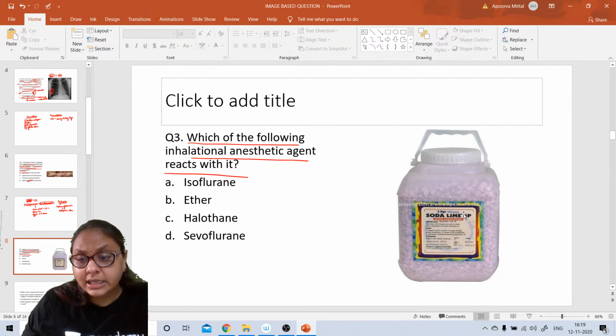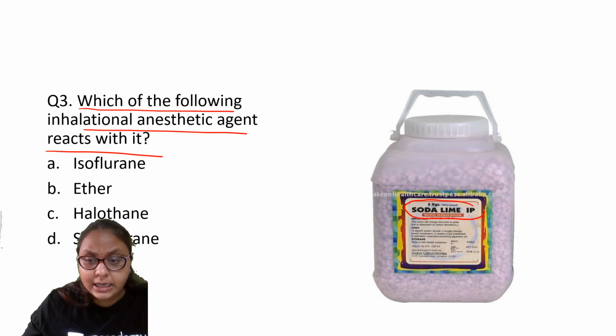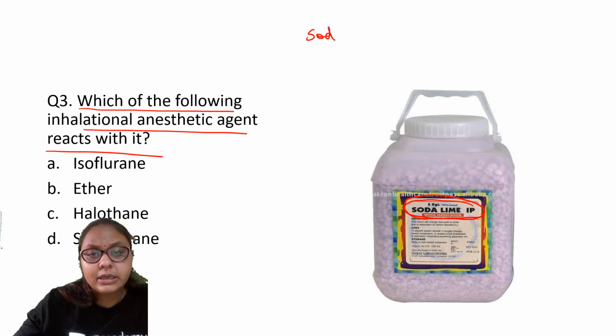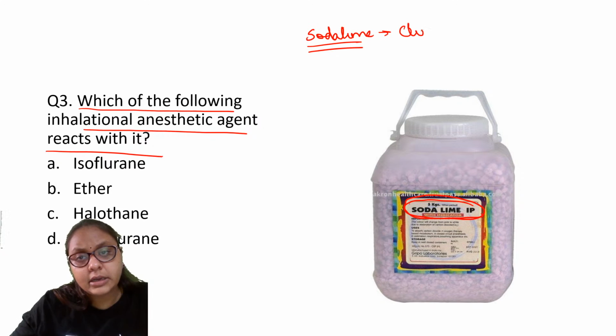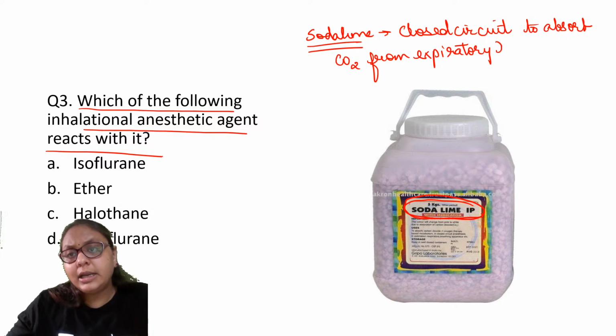Can you see this? What is it? Soda lime. What is soda lime used for? It is used in the closed circuit to absorb carbon dioxide from expiratory gases, so that is the function of soda lime.